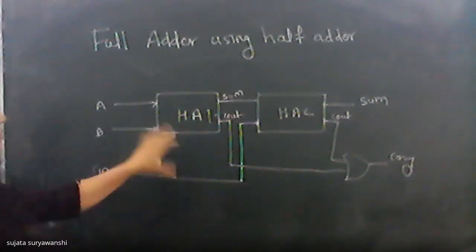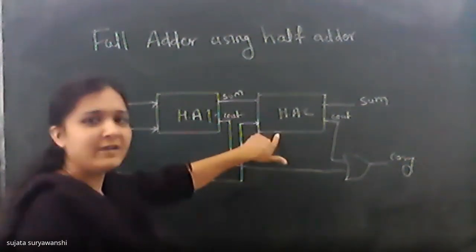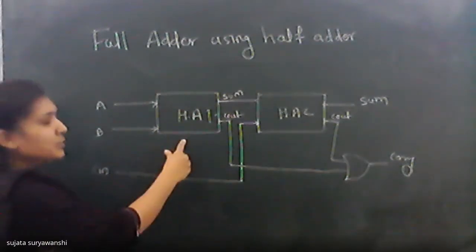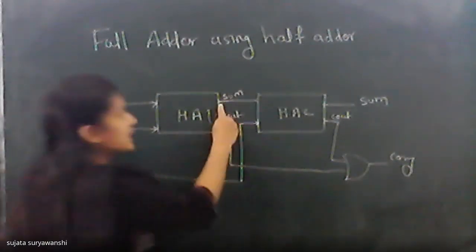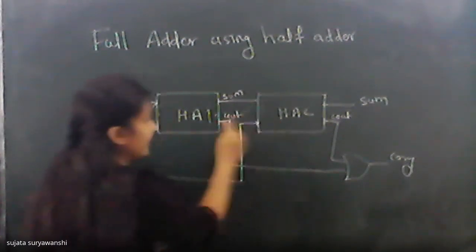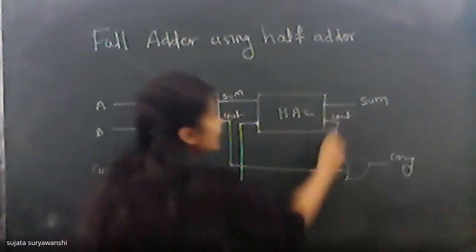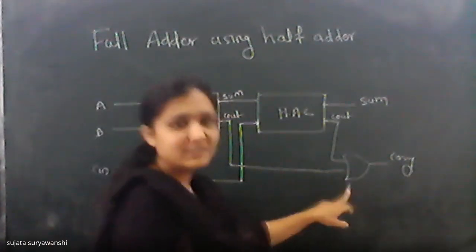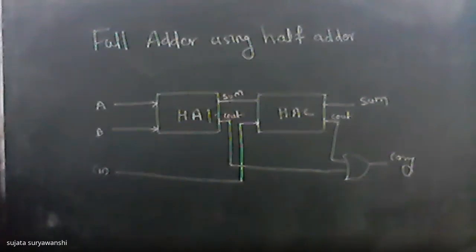In this, two different half adders are used. A and B are the inputs of the first half adder. Sum of the first one is given as input to the second half adder, and carry out of first and carry out of second are given as input to the OR gate. Suppose we'll see one example here.